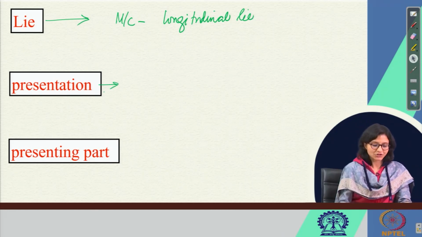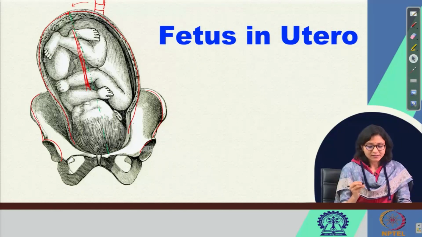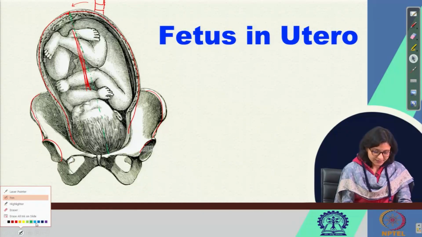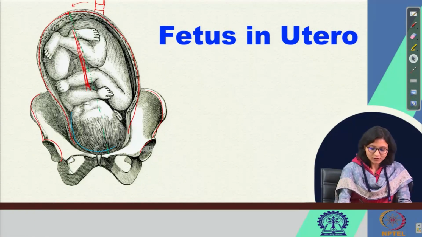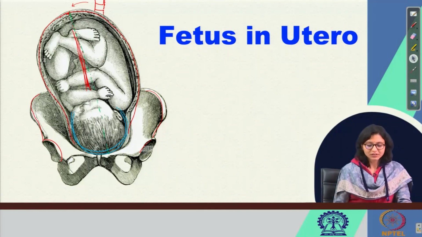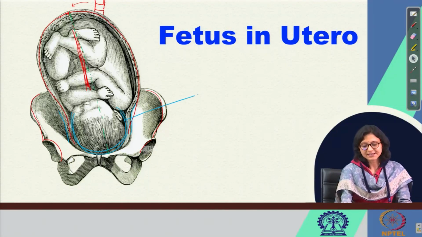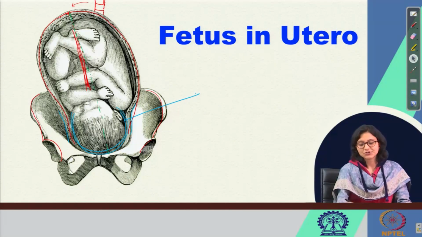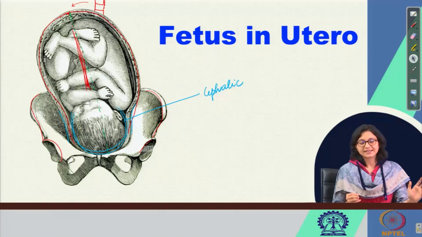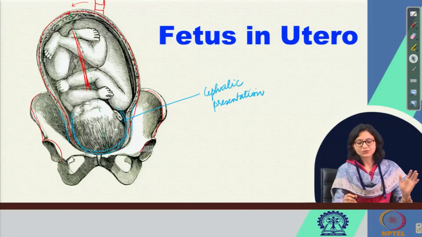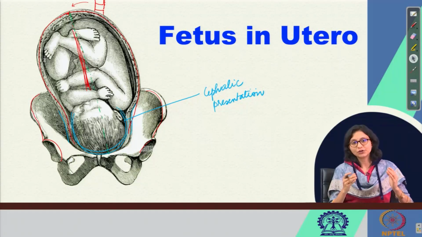Now coming to the presentation. What is the definition of presentation? It is the part of the fetus which overlies the lower uterine segment. What overlies the lower uterine segment? It is the fetal head, which is also called the cephalic end. So, the presentation in this case is the cephalic presentation. The part of the fetus which comes in relation to the lower uterine segment is called presentation.